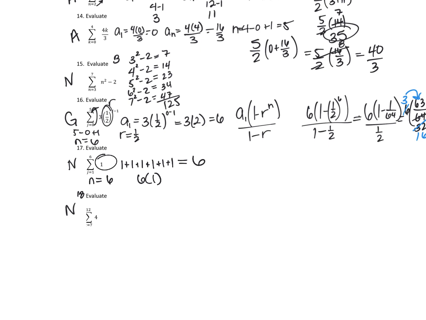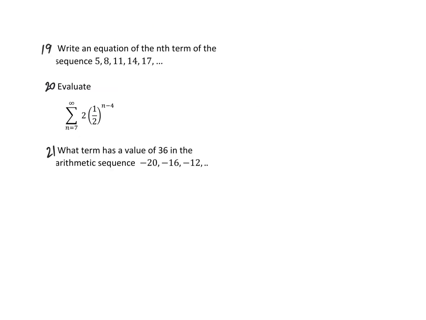So 7 to 12, 12 minus 7 is 5, plus 1 is 6, so n equals 6 again. And this is just 4, 6 times. 4 plus 4, plus 4, plus 4, plus 4, plus 4. The term doesn't change, it's always 4, and so there's 6 fours, which is 24.